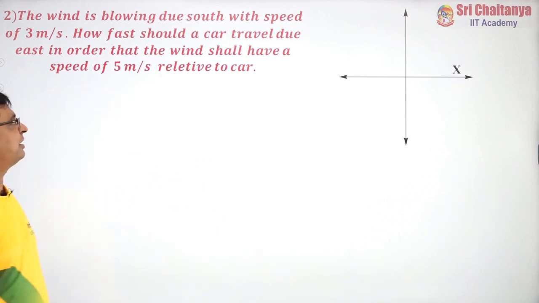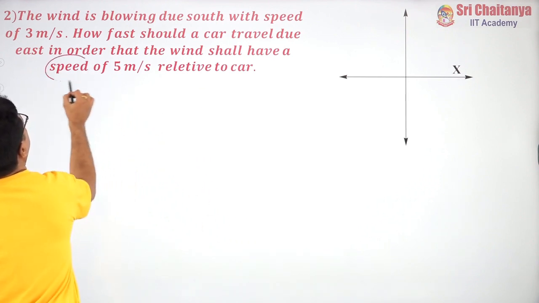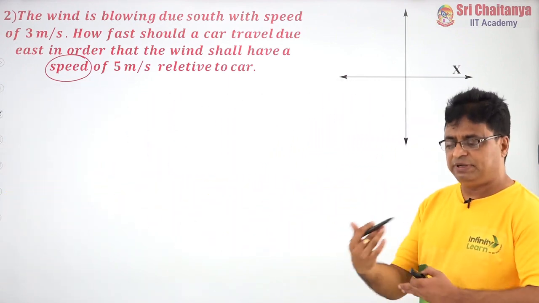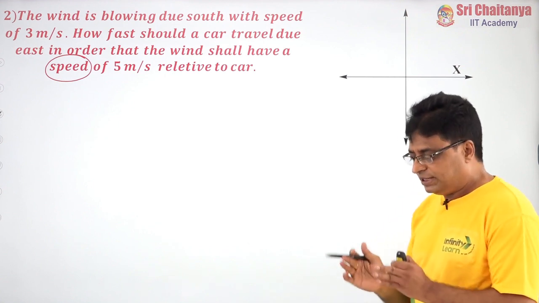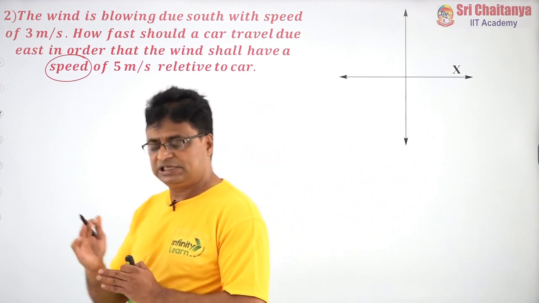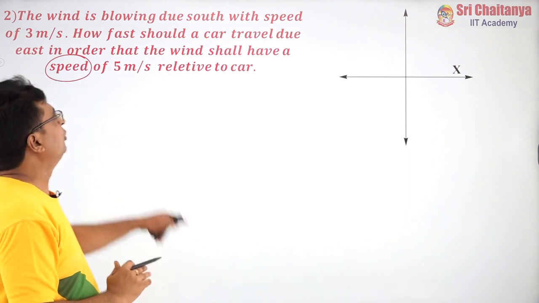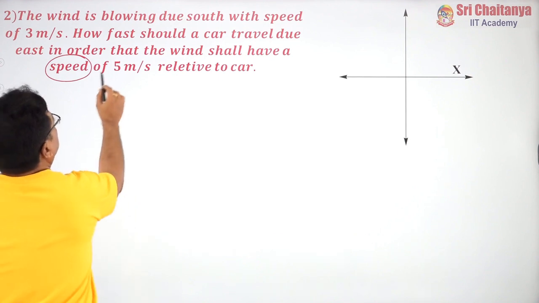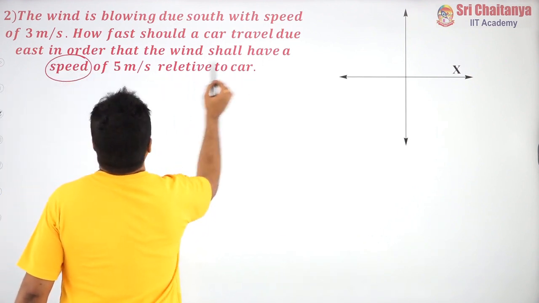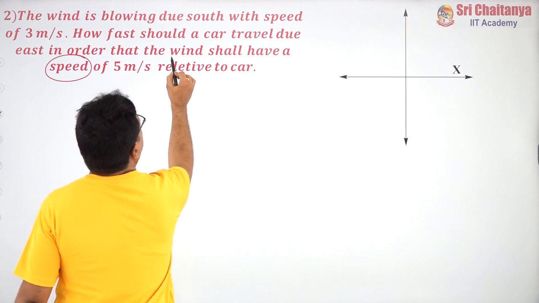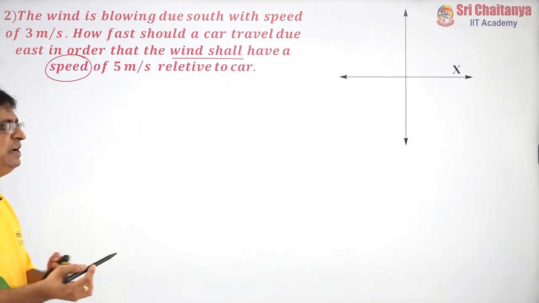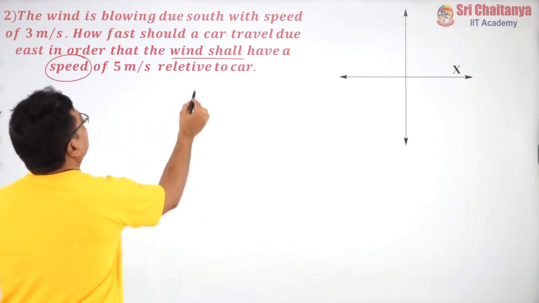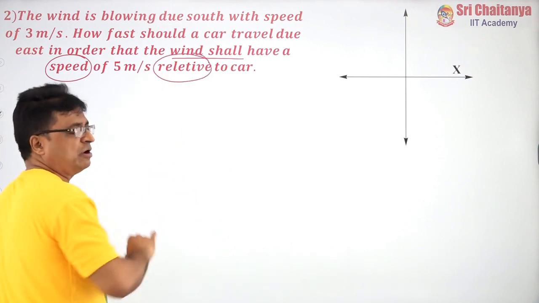My friend, here the terminology is again important: speed. Speed is a scalar quantity. Velocity means vector quantity. Distance is a scalar quantity. Displacement is a vector quantity. So, here speed is given. The wind shall have a speed, so the speed of the wind is 5 meters per second with respect to what? Relative to the car. Again, the most important terminology is relative to the car.